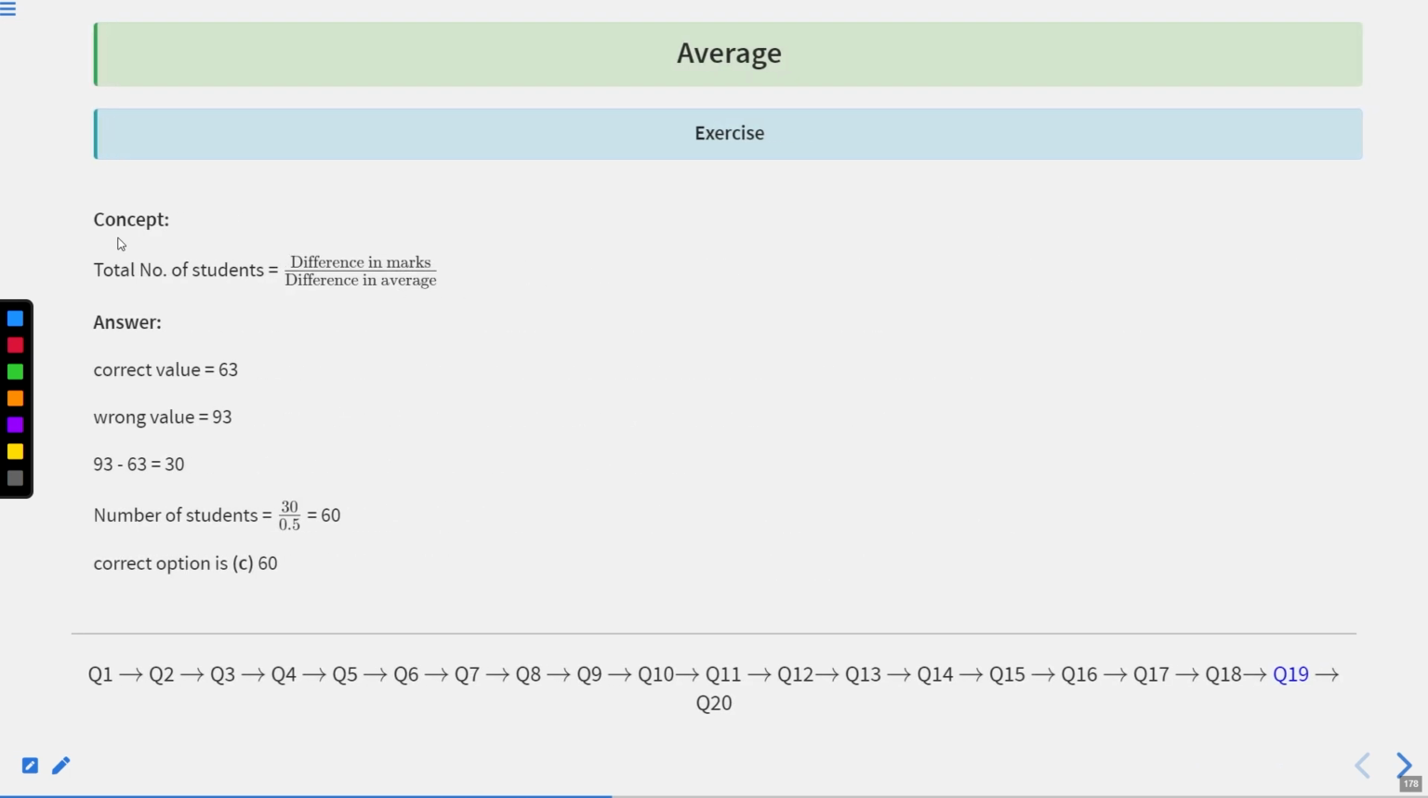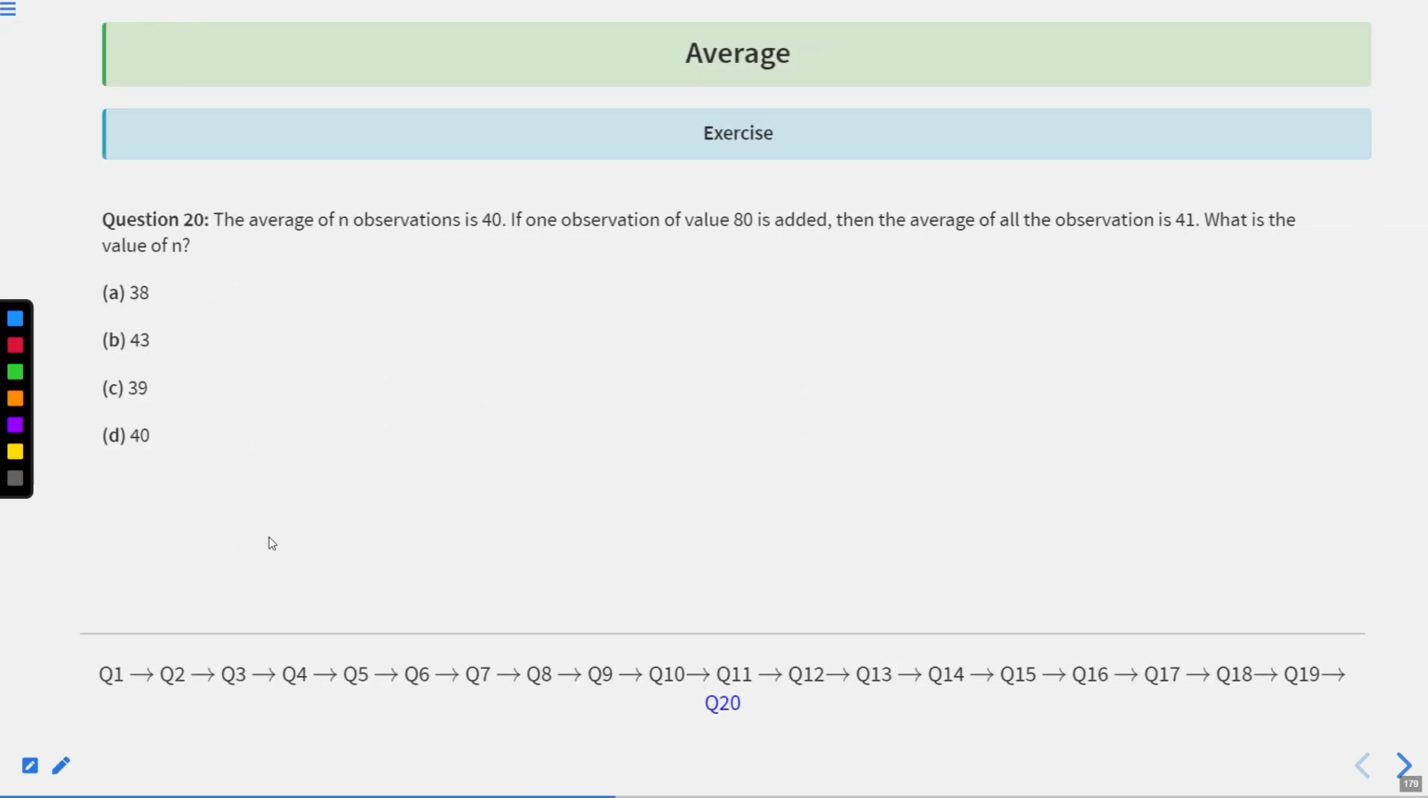So the concept that we will be using is that the total number of students is given by the difference in marks upon the difference in average. So the correct value is 63 and the wrong value is 93. So the difference is 30. That is the difference in marks, and the difference in average is already given to us, that is 0.5. So the number of students will be 60. So the correct option here is option number C, 60.